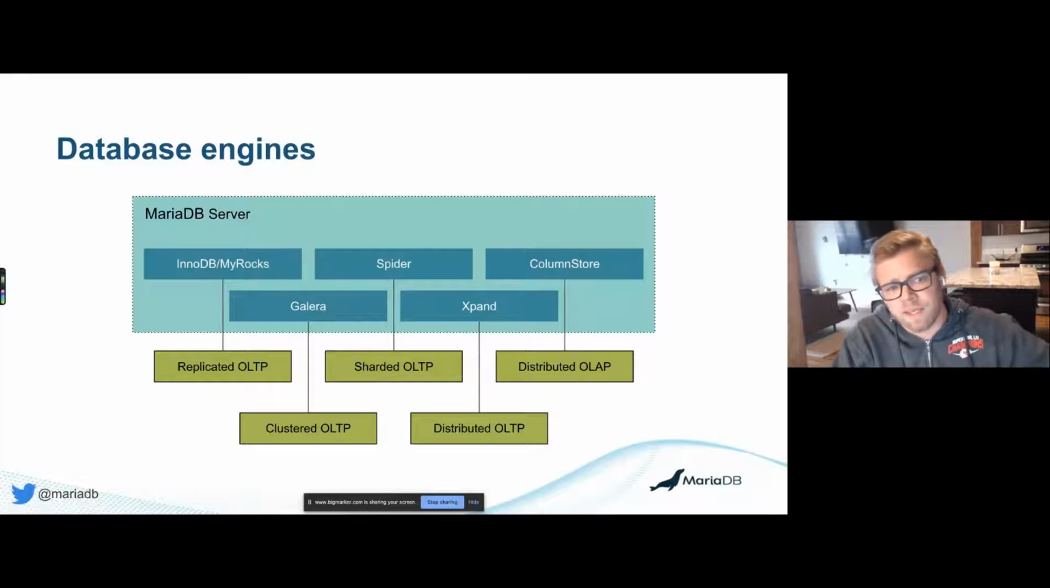Everything from InnoDB and MyRocks, where you're using replicated online transactional processing, to using more of a clustered environment like Galera. You can use sharding like you'd think of in MongoDB-type sharding. You can use Spider. As I mentioned before, there's Xpand, which is distributed SQL. And then there is ColumnStore. Again, I'm going to point out ColumnStore because it is a distributed OLAP, online analytical processing, storage engine. And that's important, right?